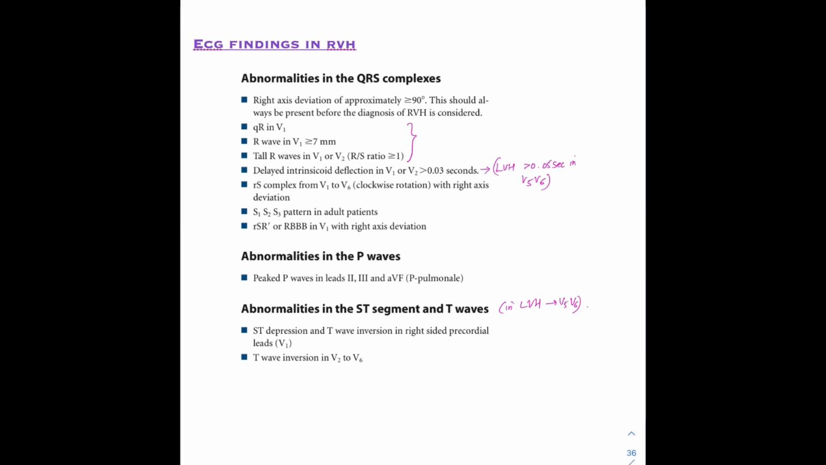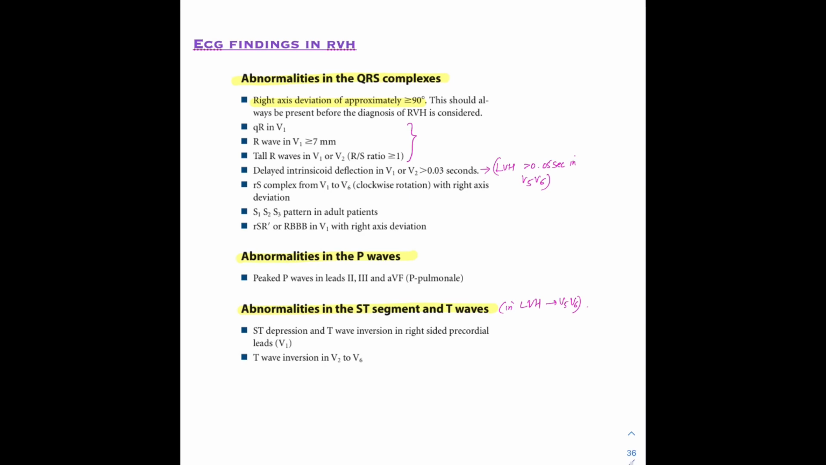So first of all, the ECG findings in RVH could be in the form of abnormalities in the QRS complexes, abnormalities in the P waves, and abnormalities in the ST segment and T waves. Starting off with the abnormalities of the QRS complexes, right axis deviation of more than 90 degrees is very important because this should always be present before the diagnosis of RVH is considered. So RAD is quite important for diagnosing RVH.